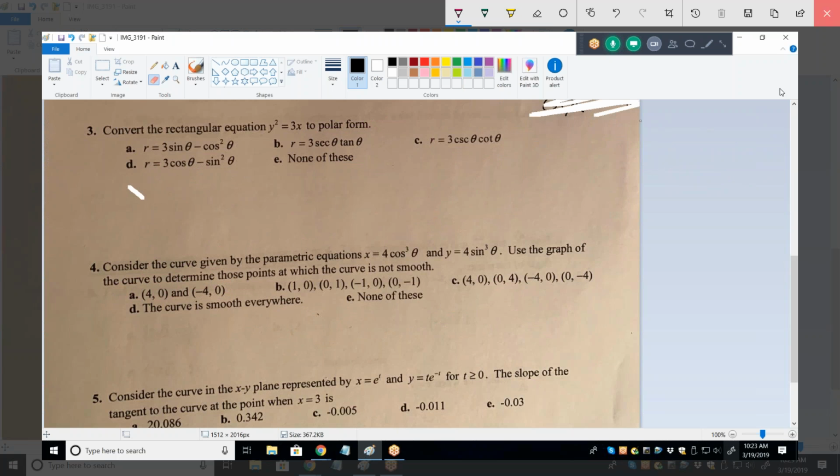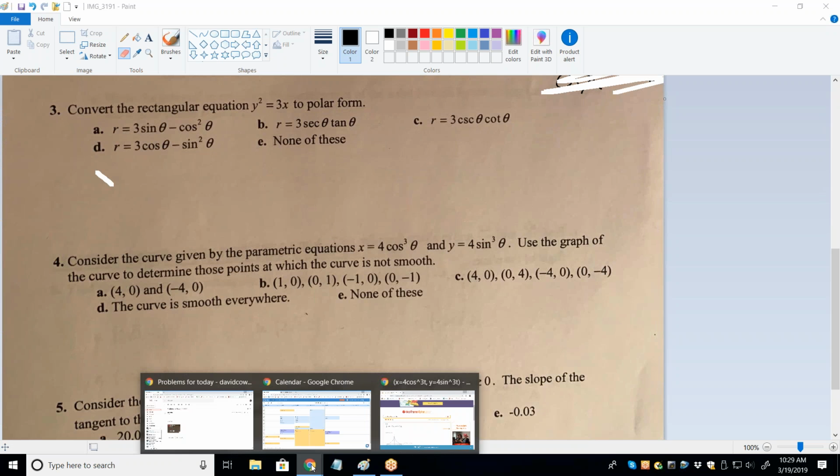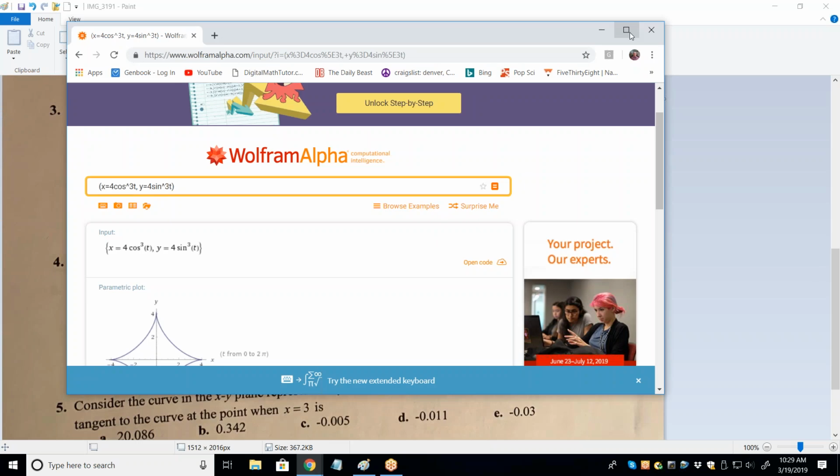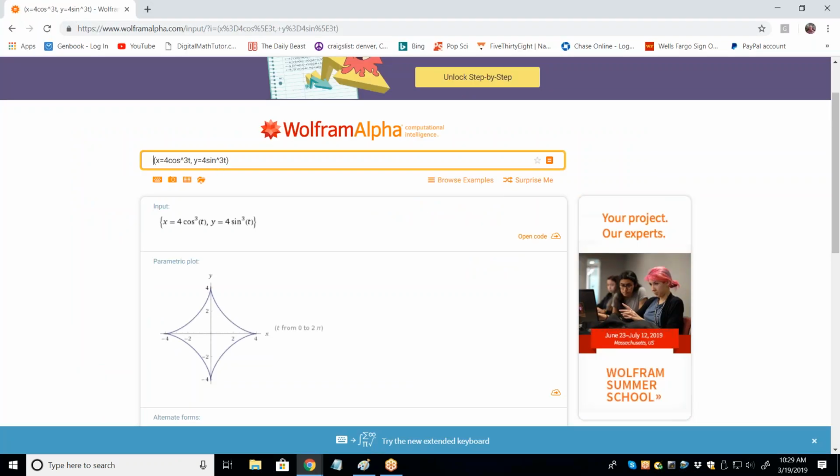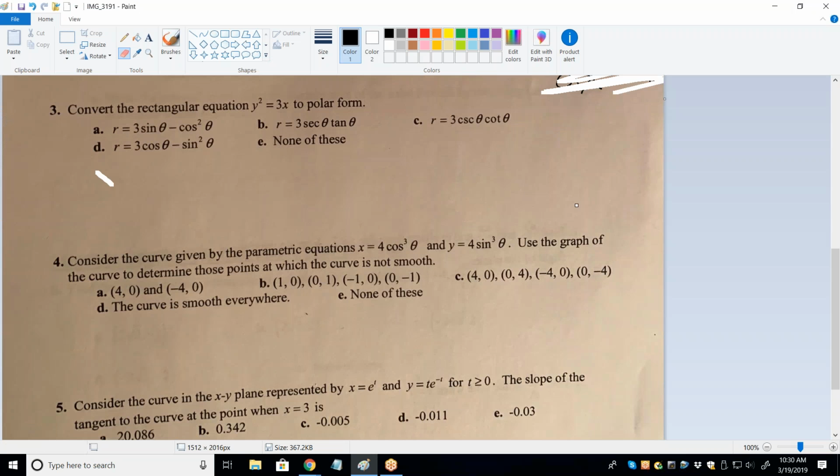Okay. For 4, I pulled up Wolfram because you can use your calculator on these problems, and it says consider the graph. Right. So there's the graph. In other words, Wolfram Alpha allows you to put in a parametric equation, just like I did, and it tells you what it is. It's nice. Those are the two equations, and there's the graph. Now the question is: use the graph to determine those points at which the curve is not smooth.